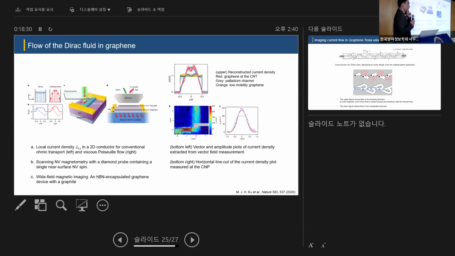So this actually raised a compelling question: can we harness such hydrodynamic behavior to control electron flow in an asymmetric manner? That's our question with Professor Son, and he came up with this idea. There's one intriguing structure which enables such hydrodynamic behavior with directional flow, which is the Tesla valve.